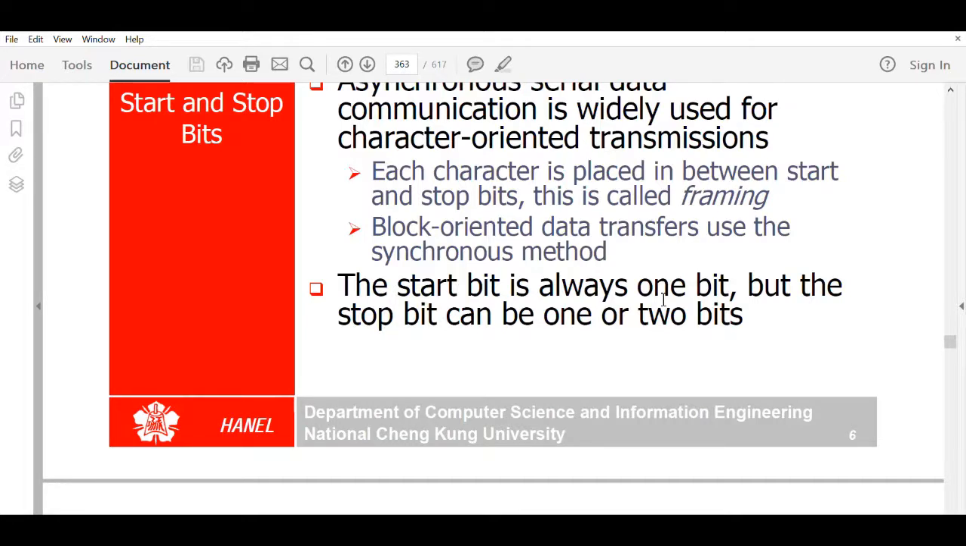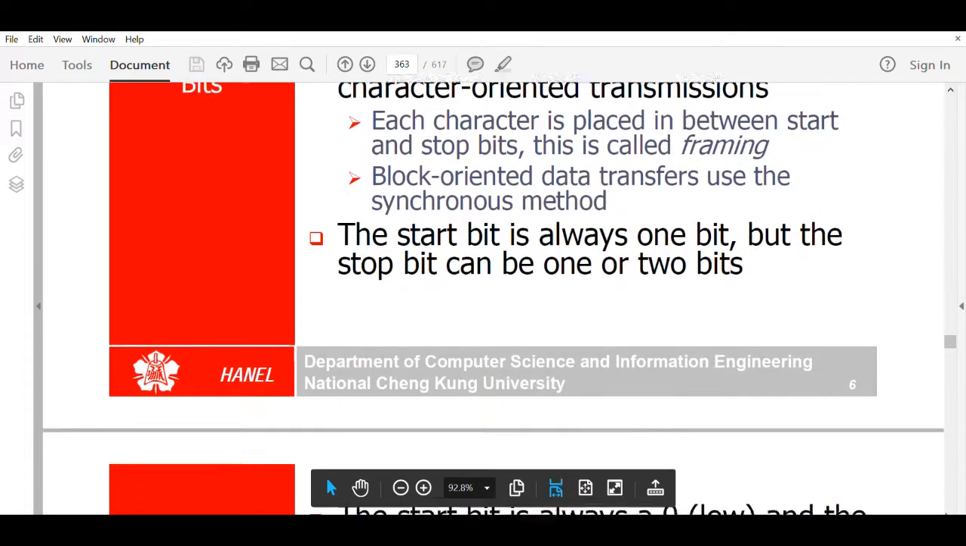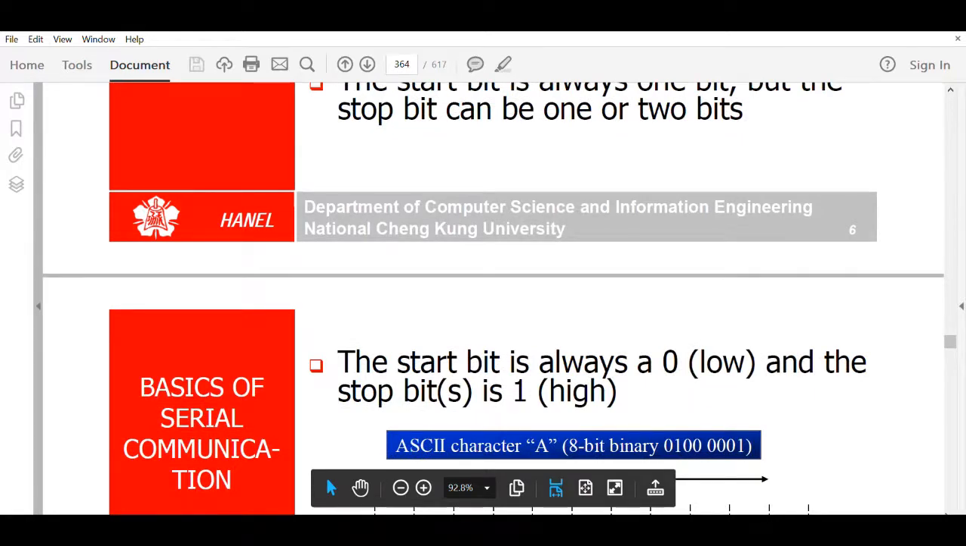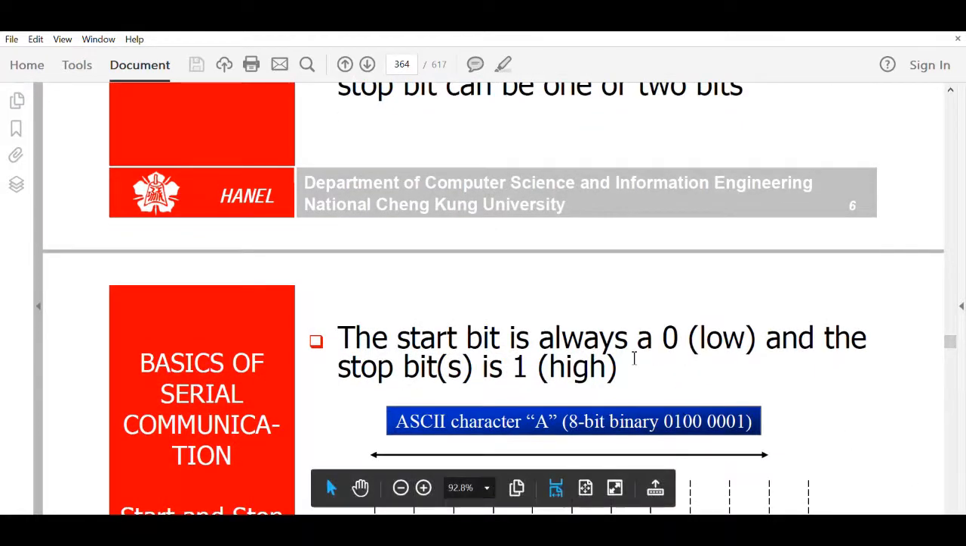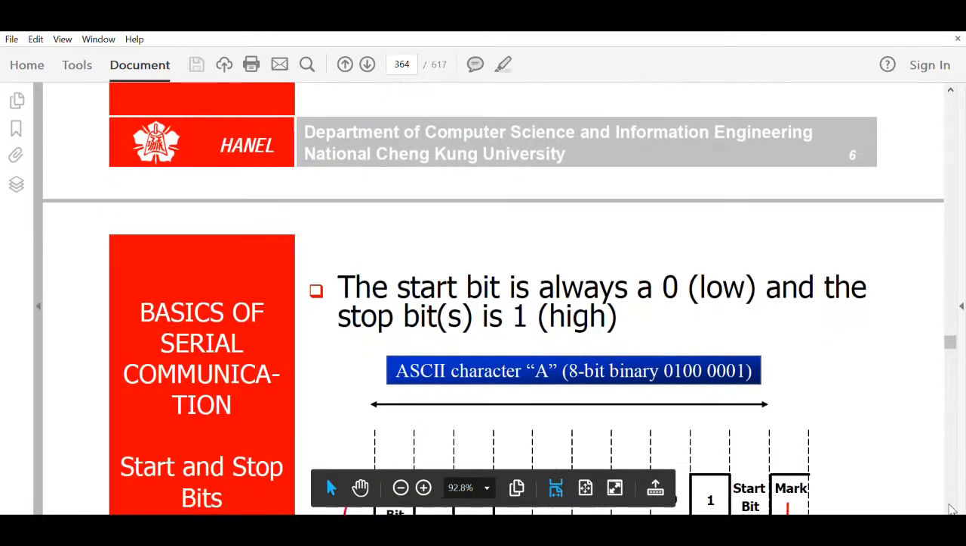Sorry, the stop bit can be one or two bits. The start bit can be only one bit and the stop bit can be one or two bits. That's the case we are dealing with. So the start bit is always a 0 and the stop bit is a 1. This is how the start and stop bits will look.